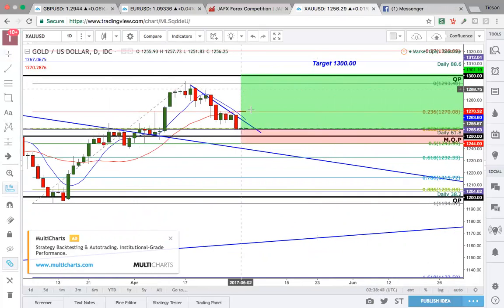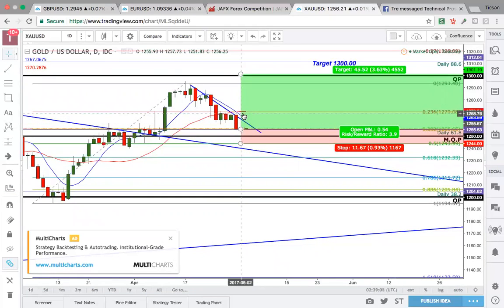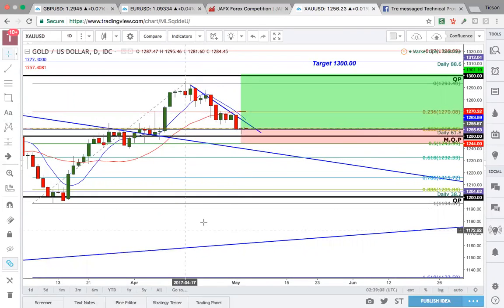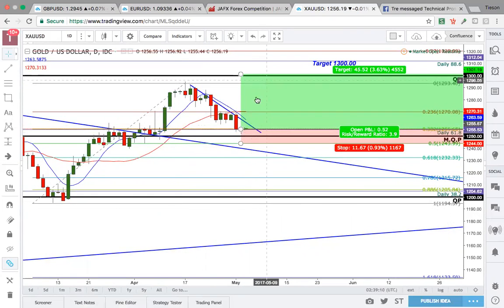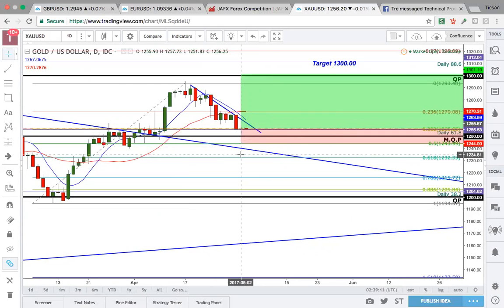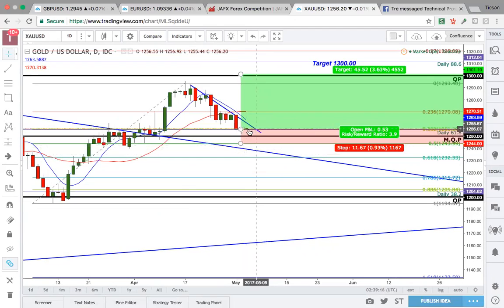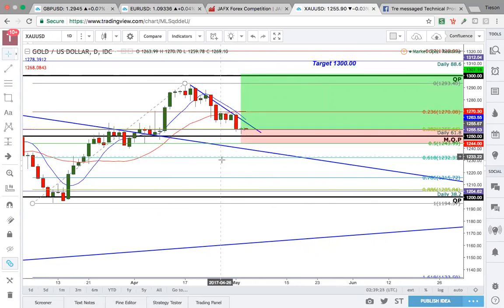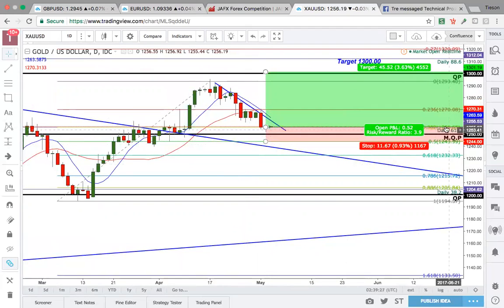So that is, let's see, it's about a 419 pip target with a 100 pip risk. This is where risk management comes in. If you used 0.01 for every $100, you'd be risking $10 to make 40. If you had $1,000 in your account, you would be risking $100 to make $455 to be exact.